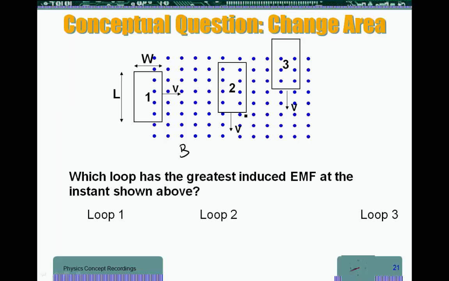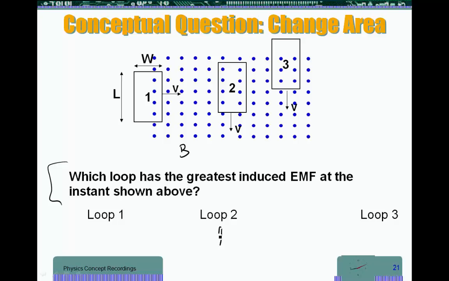Loop 2 is being moved towards the bottom in the region where we have a magnetic field. And loop 3 is being pulled from the top, where we have no magnetic field, towards the bottom, where we have a magnetic field. Now, the question is, which loop has the greatest induced EMF at the instant shown?